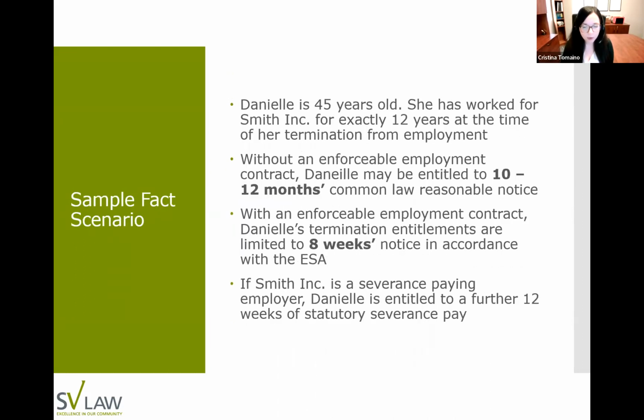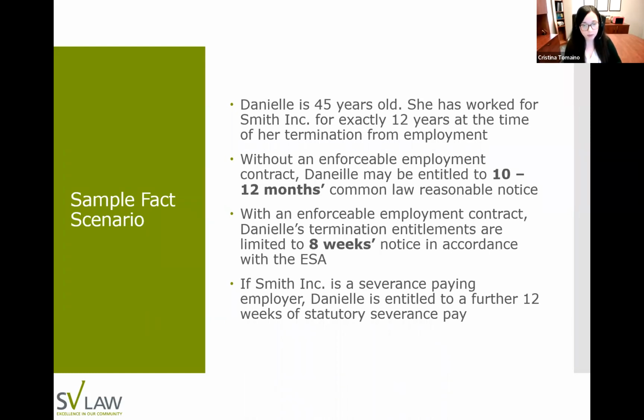Now I have a sample fact scenario here that we can go through to illustrate some of the different ways that the various branches of termination entitlements come into play, and segue us into some of the mitigation strategies. So our employee here, her name's Danielle, she's 45, she's worked for her employer for 12 years at the time of her termination. Without an employment contract, Danielle is presumptively entitled to common law reasonable notice. And that range can be anywhere between, say, 10 and 12 months pay in lieu. So that's quite a significant sum, especially for a small employer.